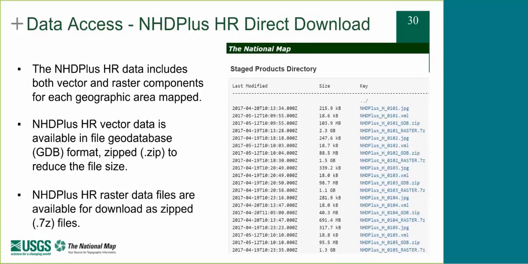So the NHDPlus Direct Download link also includes both the vector and raster components for whatever hydrologic unit you're interested in. And the vector data, as I mentioned earlier, and again, this is the same data on the same servers. There's just two different access points. So the vector data is a file geodatabase, and that's zipped, and the raster data are 7-zip files.